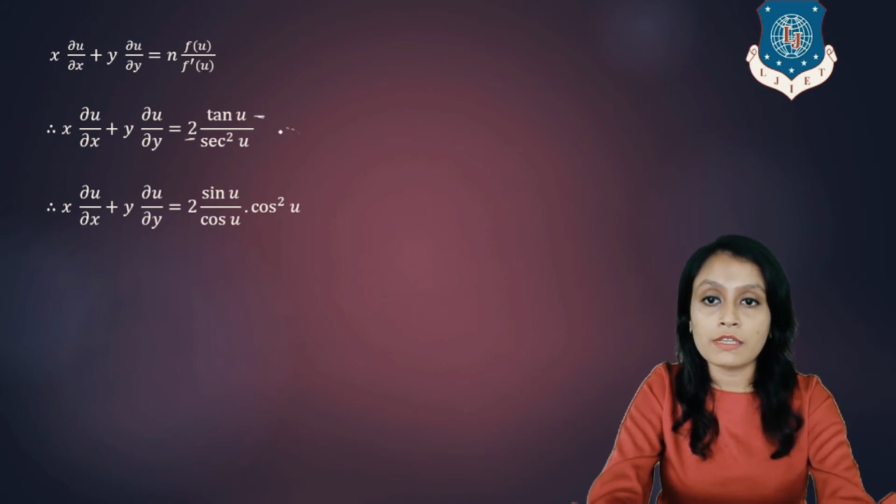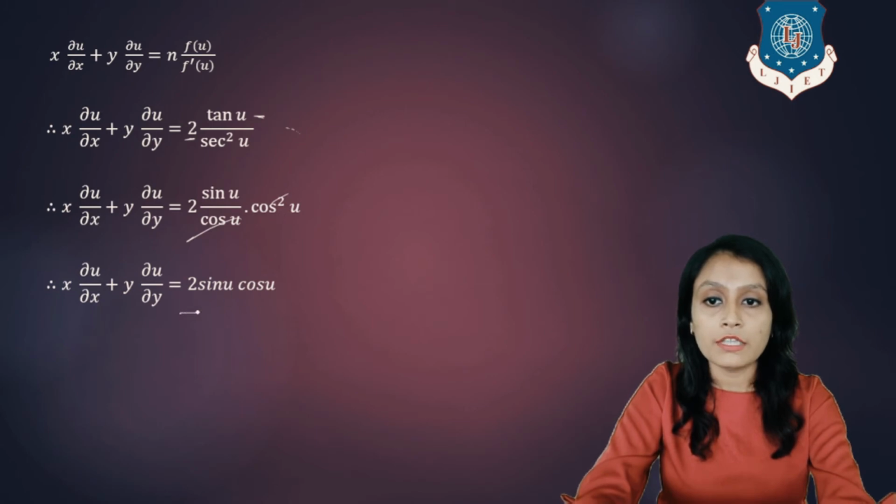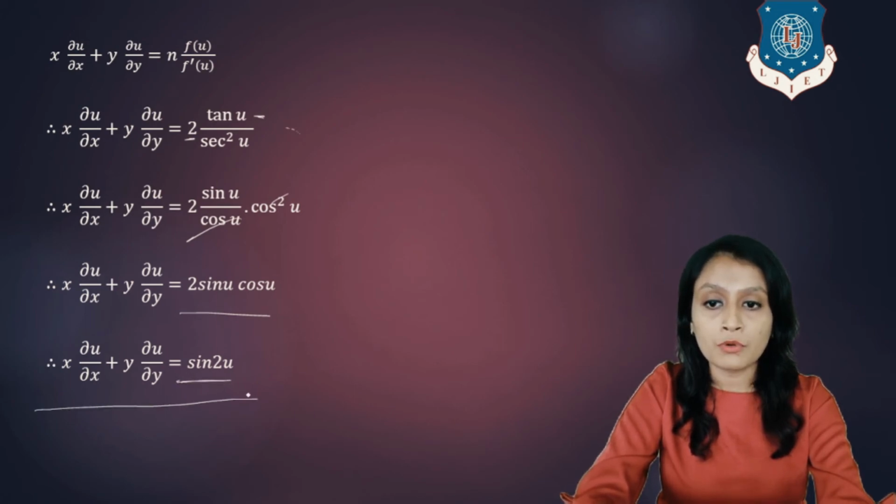So that cos square will come in numerator. So it is cos square u. One cos u will get cancelled. So what remains is 2 sine u cos u. And we know the formula, that is 2 sine theta cos theta is sine 2 theta. So here we have answer as sine 2u. Okay, so this is what we want to prove.